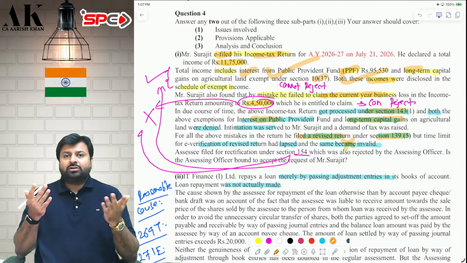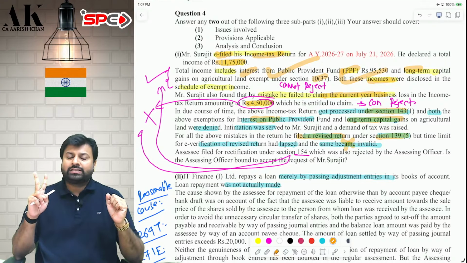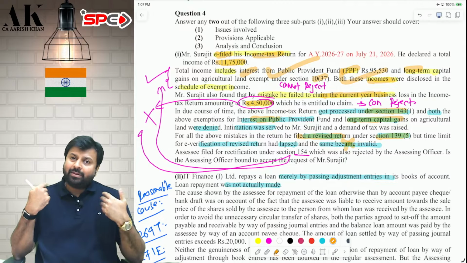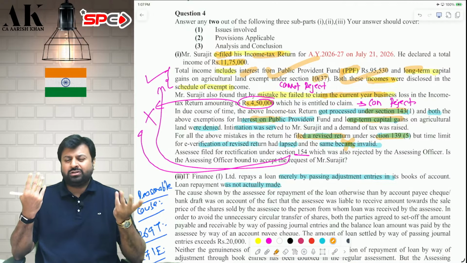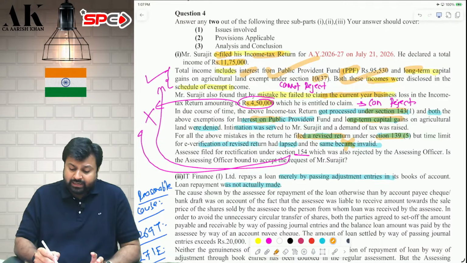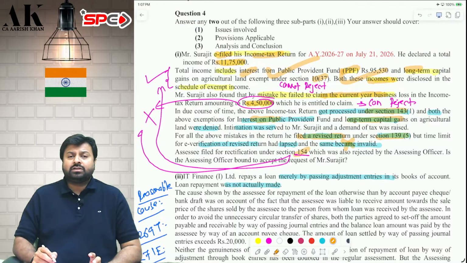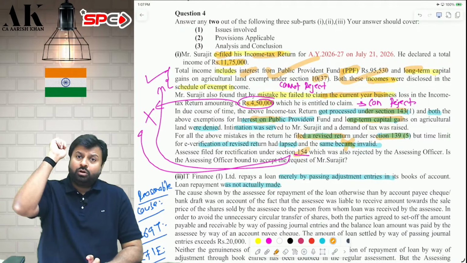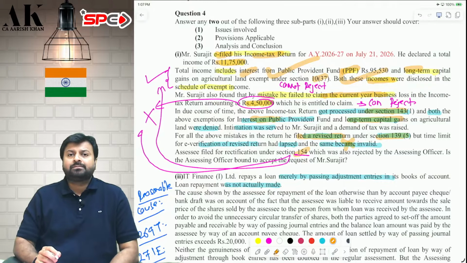So I will tell you the entire story. First, he has filed the return. He has claimed 2 exemptions. Third, he has failed to claim the business loss. Now the software has added back the 2 exemptions also. Then he filed a revised return but did not e-verify, so there is no use of that revised return. Now he is making a rectification application and telling the assessing officer to rectify both the exemptions also, and he is telling the assessing officer to allow the business loss also.